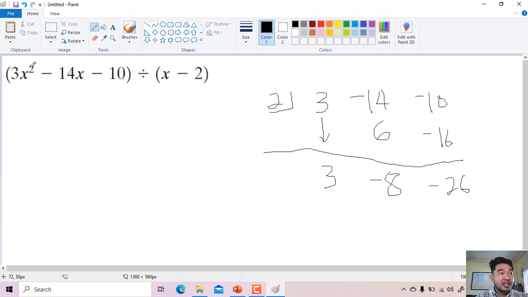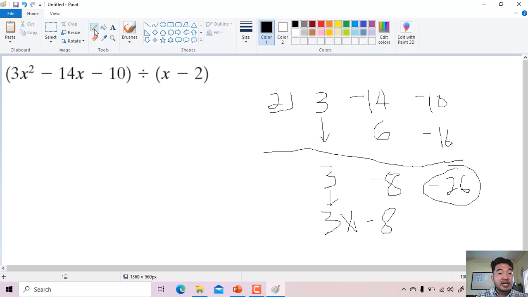So sabi kanina, 1 degree less than daw. Ano? So our degree here is 2. Bawasan mo lang ng isa yon, so magiging x na lang. So you will have 3x. Ayun yon, yung 3. Anong sumunod sa 3? So that's minus 8. So ibig sabihin, 26 is the remainder. So the remainder is negative 26.